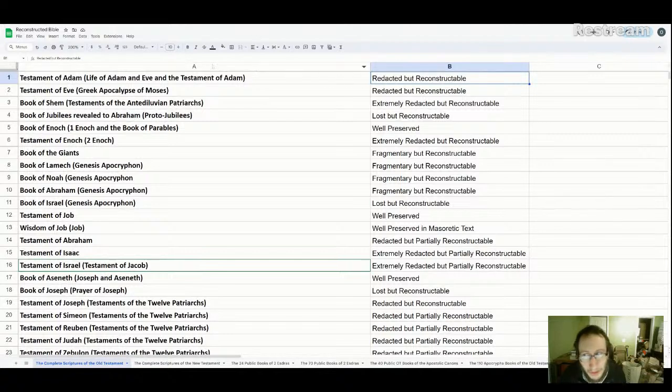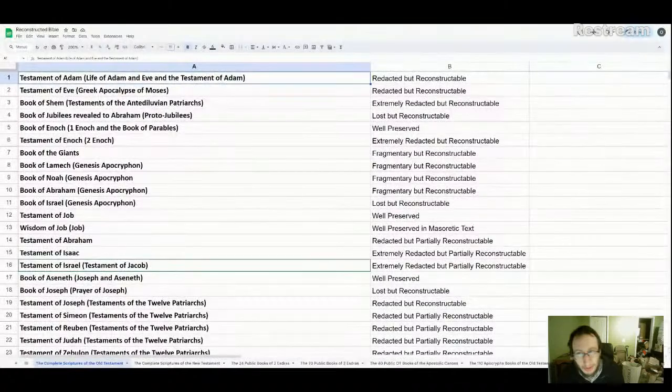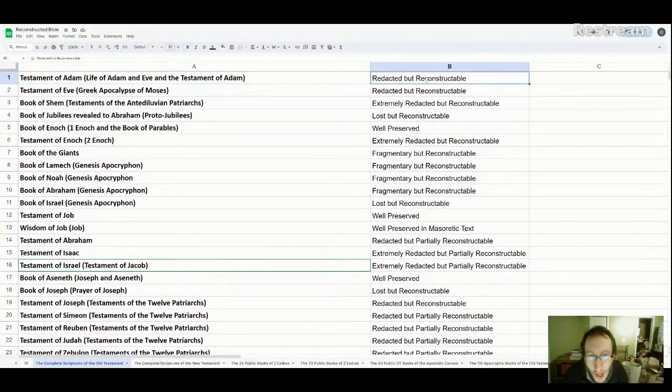So the book we have currently of the Testament of Adam, we have the life of Adam and Eve, and we have some manuscripts of the Testament of Adam, but very short. And so I refer to this as redacted because it's been edited a lot by the scribes from the original form. But what we have is enough so that we can reconstruct the original text, the basic gist of the original text. And so we could have the basic outline, and we can reconstruct a lot of what Adam actually said, more or less, in his words.